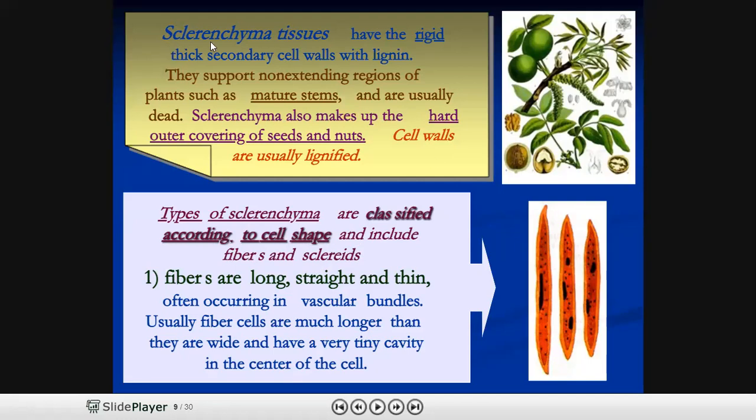So actually this is the type here, sclerenchymatous tissue. These are long, straight and thin, and often occur in vascular bundles. We can find the vascular bundles here. Usually fiber cells are longer and wider and have a very tiny cavity in the center of the cells. So they elongate, length आणि widening ही पण स्क्लेराइड्स पेक्षा जास्त असते. So that's what we call fiber cells.